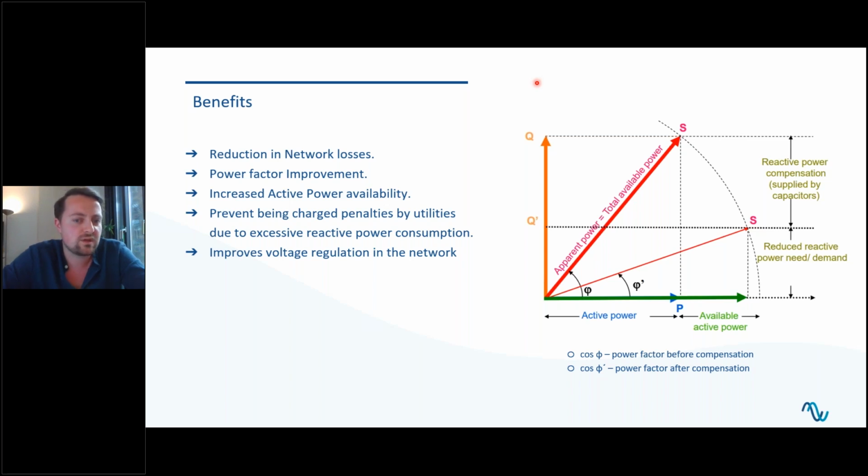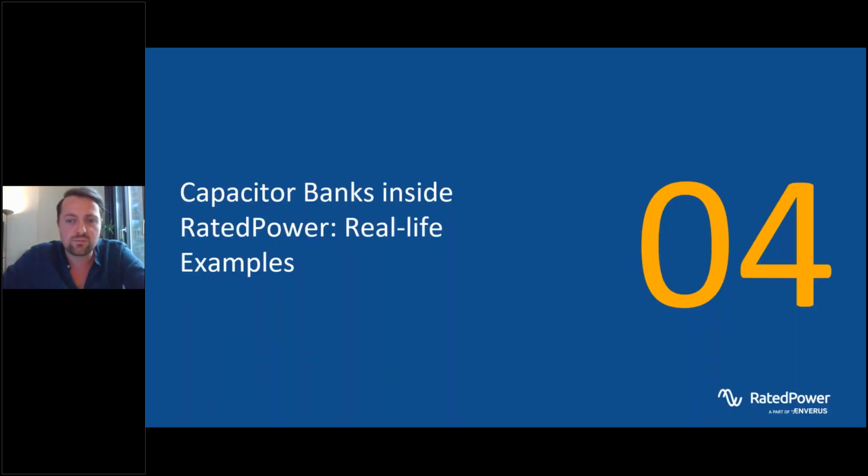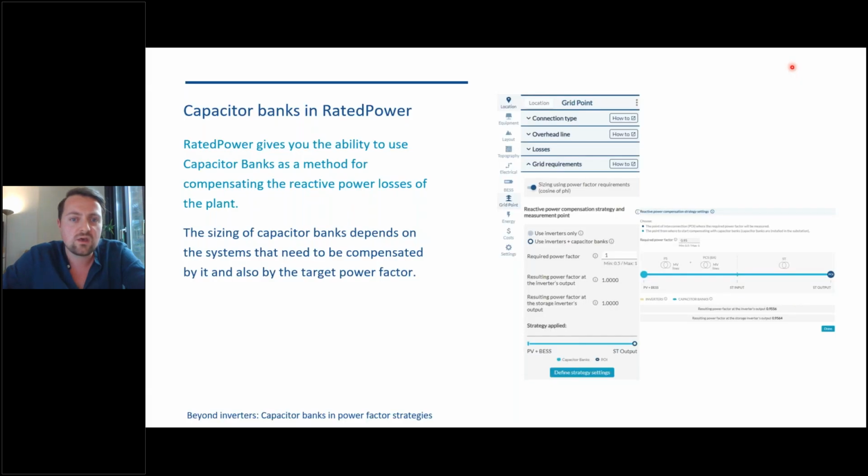Capacitor banks inside Rated Power. We're going to bring some real life examples, but before that, I'm going to briefly showcase the capabilities of the Rated Power software. Rated Power gives the user the ability to use a capacitor bank as one of the strategies to compensate the reactive power losses of the plants. The sizing of this capacitor will depend on the systems being designed that need to be compensated, but also on the target power factor that we're trying to achieve at the point of interconnection.